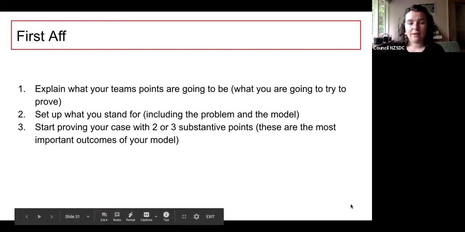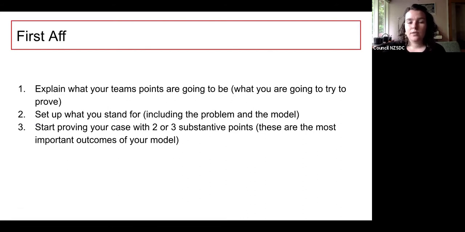Okay, so first F. The first thing you're going to want to do is make sure that you explain all the points that your team is going to bring up. Then you want to set up what you stand for. And then you want to start proving your case with normally 2 or 3 substantive points. I recommend that you try for 2 substantive points most of the time. We find that that's the right number to be able to have enough time to talk about each point, while also having a little bit of structure to the speech.